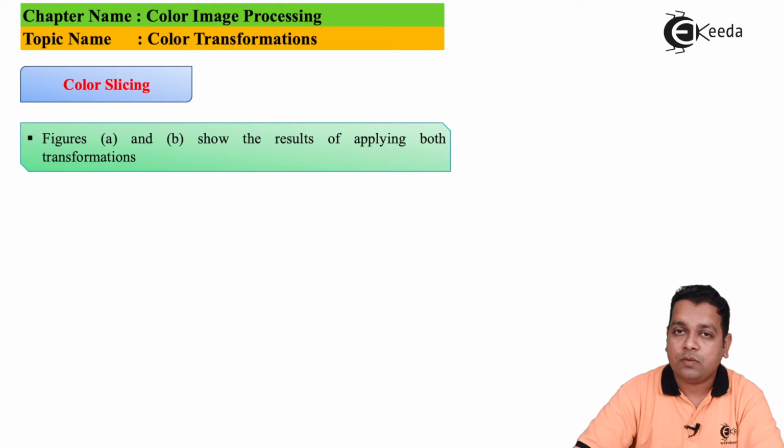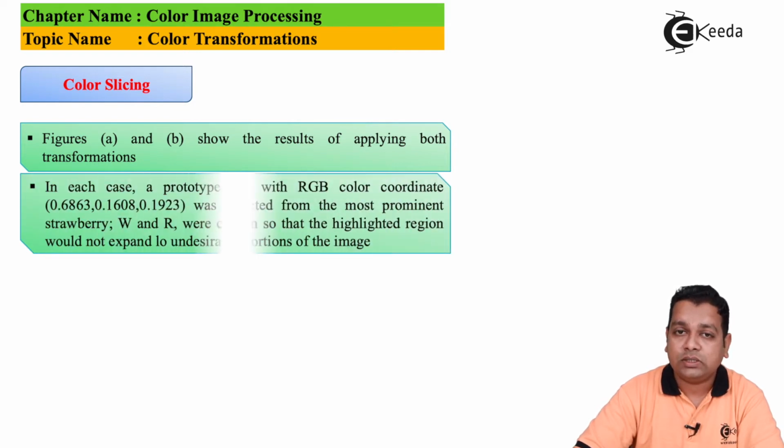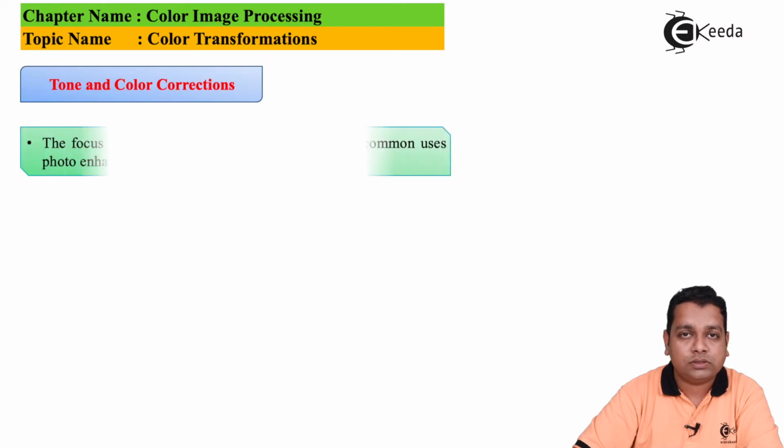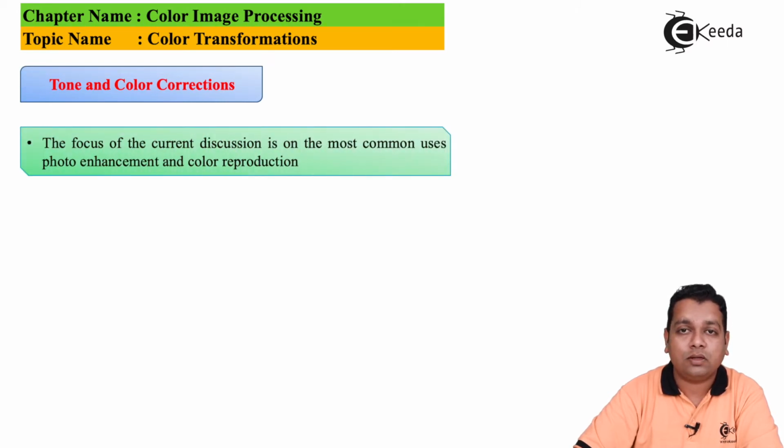Figures A and B show the result of applying both transformations. In each case, a prototype red with the RGB color coordinates we just mentioned was selected from the most prominent strawberry. W and R0 were chosen so that the highlighted region would not expand to undesirable portions of the image. The actual values, W equal to 0.2549 and R0 equal to 0.1765, were determined interactively.